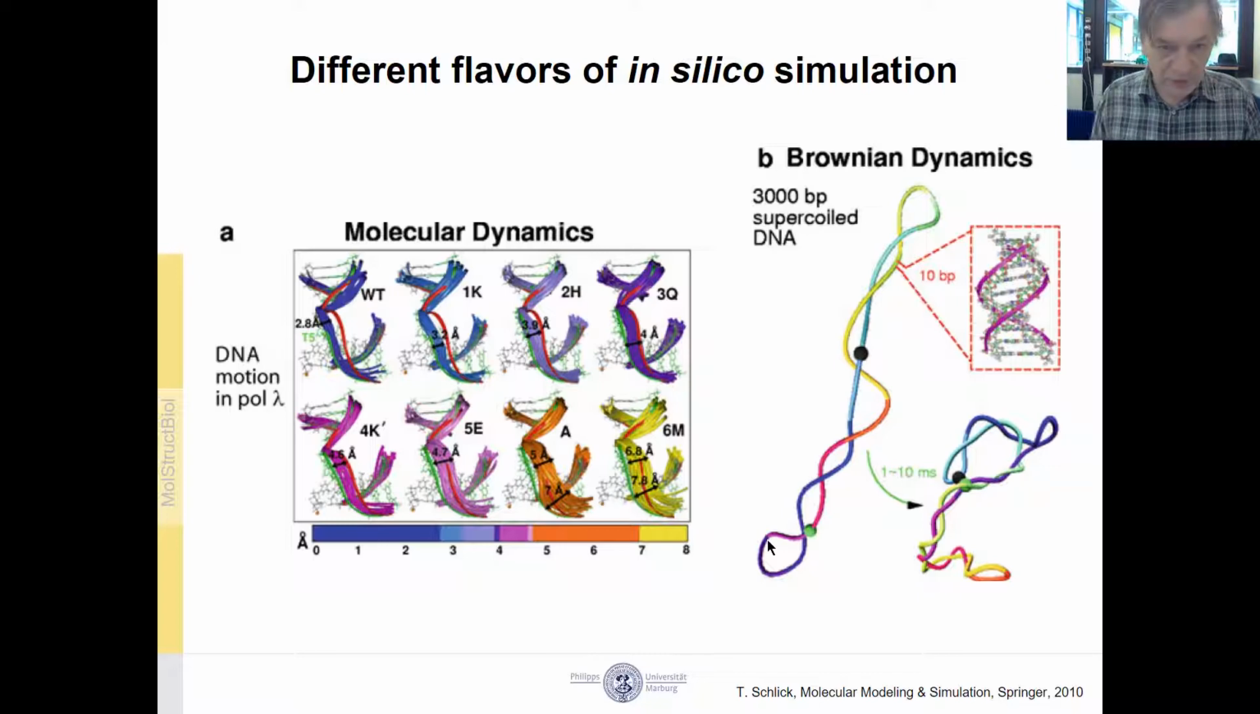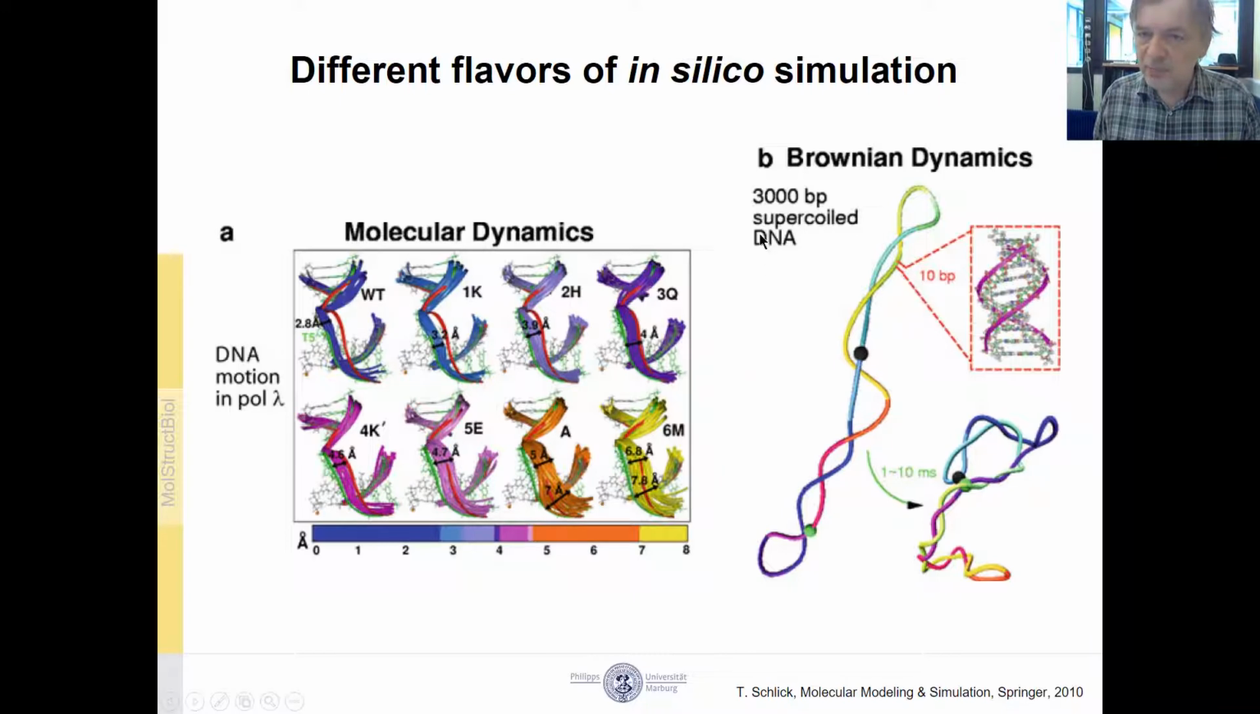So molecular dynamics, we have talked quite a bit about. For example, here, learning something about DNA motion in DNA polymerase lambda. Yes, you can simulate how it moves through. Very fancy. You can learn something about the importance of certain residues in this process, maybe make some mutation, check it out, whether it's really so useful.